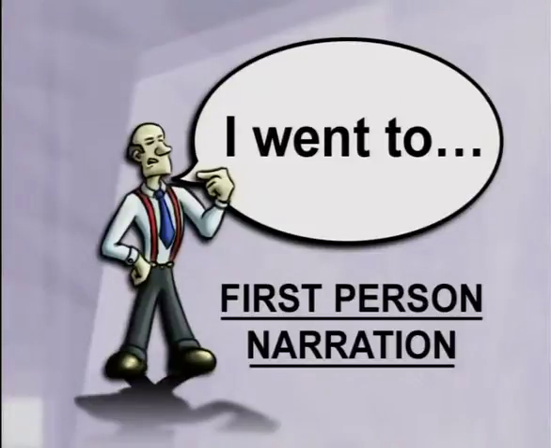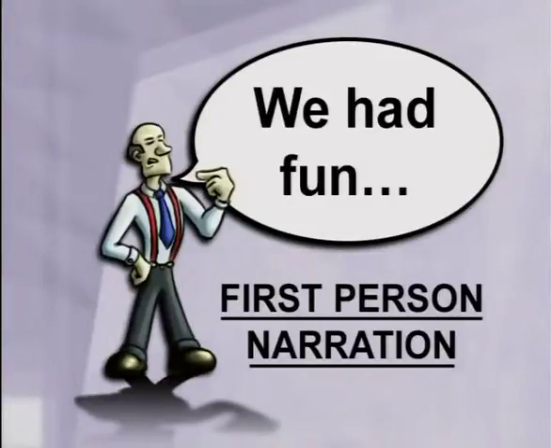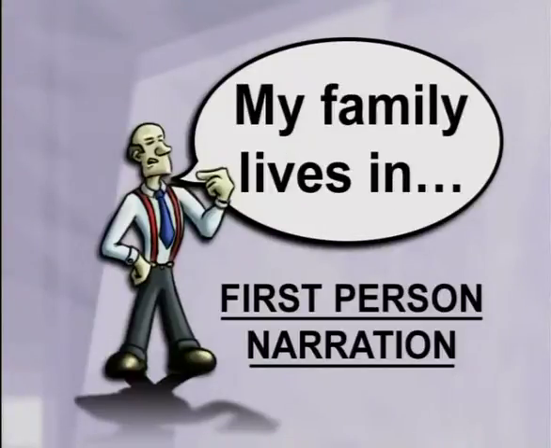First person voice is used when events are described as if the author were part of them. You can tell that first person voice is being used when you see the words I, we, me, and so on. So let's look at an example. I went to Durban. We had fun. Or, my family lives in Tzaneen.